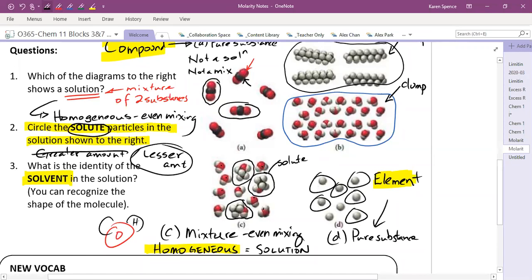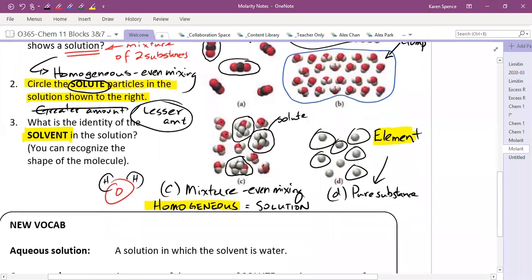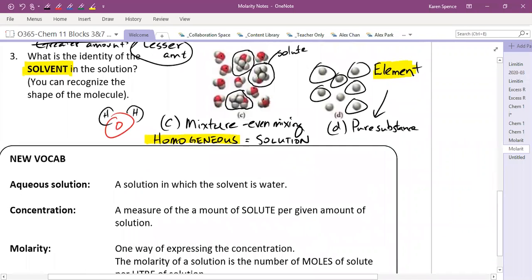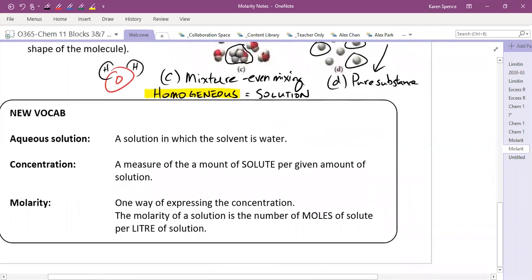Okay, water looks like Mickey Mouse. It always has an oxygen and two hydrogens attached. Okay, so if you see a molecule that looks like Mickey Mouse, that is water. So that's just the background knowledge that you're going to want.